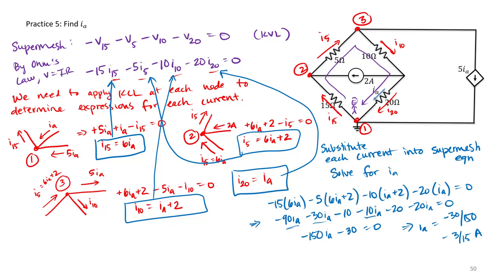And don't forget that negative sign. Remember the negative I sub A, that just tells us that our current I sub A is actually going in the opposite direction as we had drawn in our supermesh. So there you have it. This is a great practice of using Kirchhoff's current law and Kirchhoff's voltage law to solve a circuit.